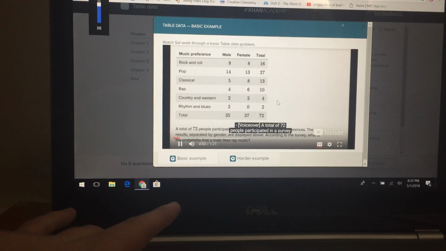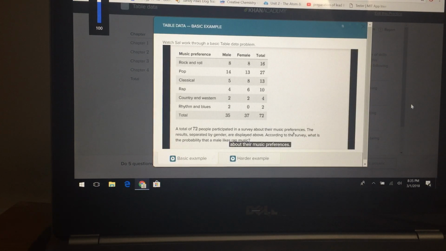22 people participated in a survey about their music preferences. The results, separated by gender, are displayed above. According to the survey, what is the probability that a male likes rap music?